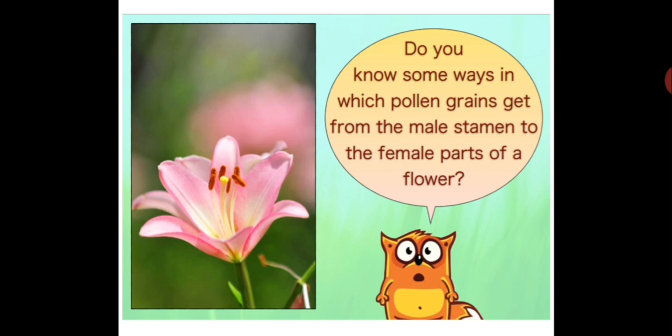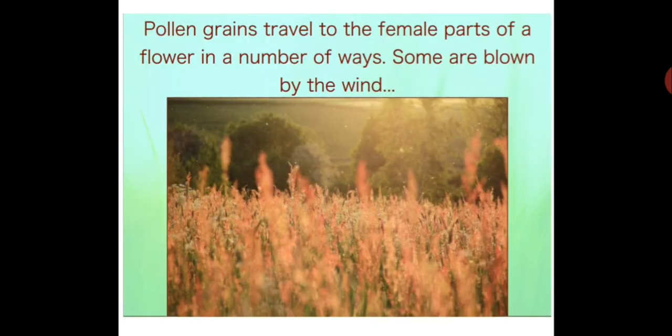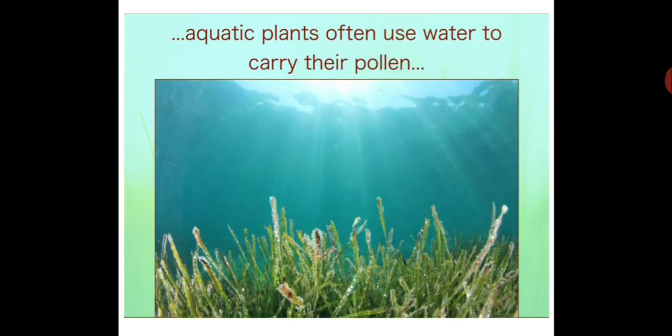Alright, so let's have a look. There are lots of ways. Pollen grains travel to the female parts of a flower in a number of ways. Some are blown by the wind. You can see the tiny, tiny dots there. So the wind is blowing it from one flower into the air and it'll get caught by another flower. Aquatic plants, that means plants in the water, use water to carry their pollen.